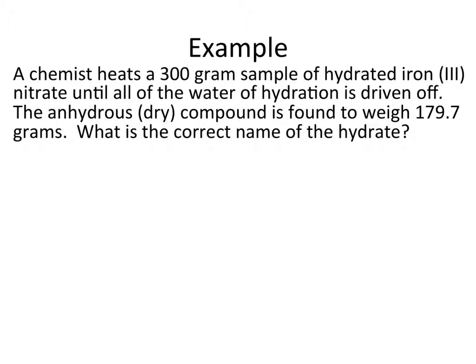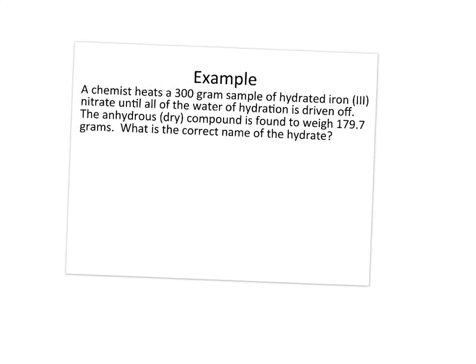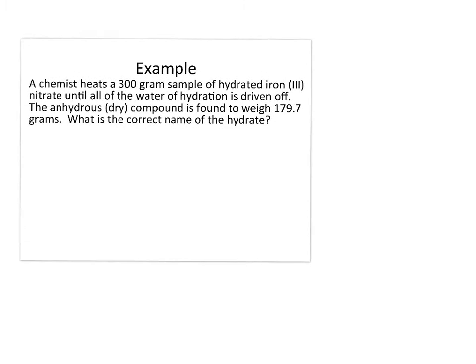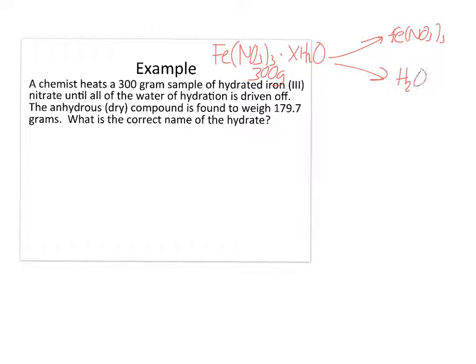Sometimes it actually helps to draw what's going on here. I'm just going to make this a little bit smaller so we have a little more room to work with. Now, our hydrated compound just says hydrated, it doesn't say how many waters are attached. Iron 3 nitrate, that's Fe(NO3)3, is attached to a certain amount of waters. We don't know what that X is. That's what we're trying to figure out. This whole compound weighs 300 grams. Now when we heat it, the anhydrous Fe(NO3)3 is separated from the water that boils off, H2O.